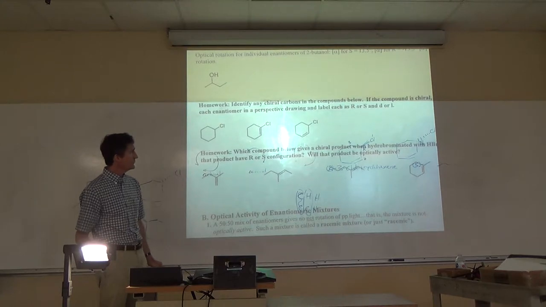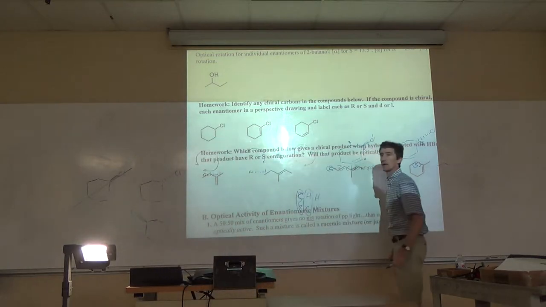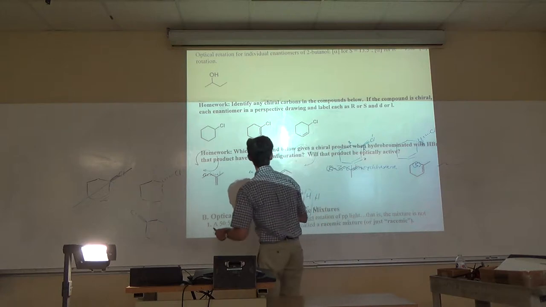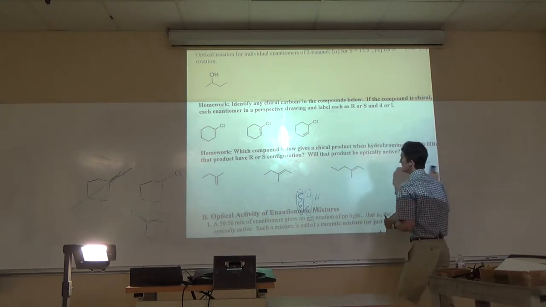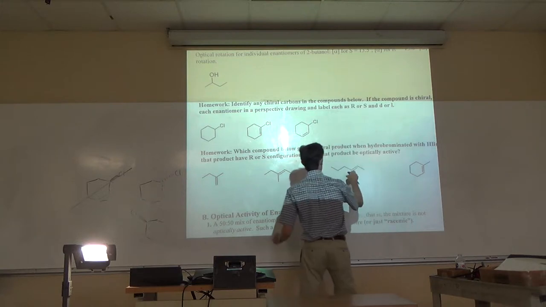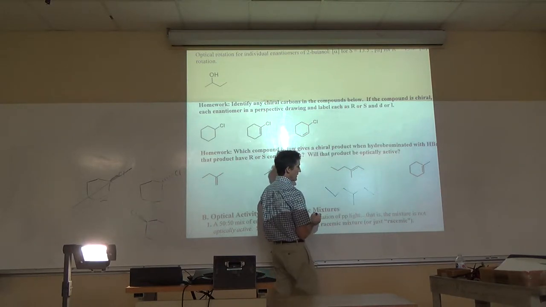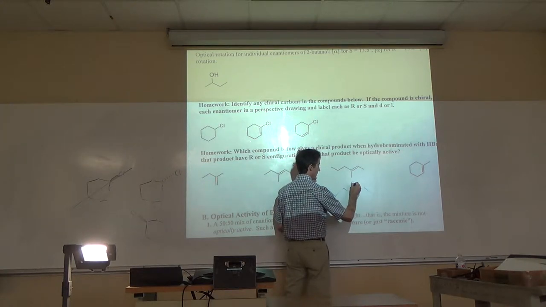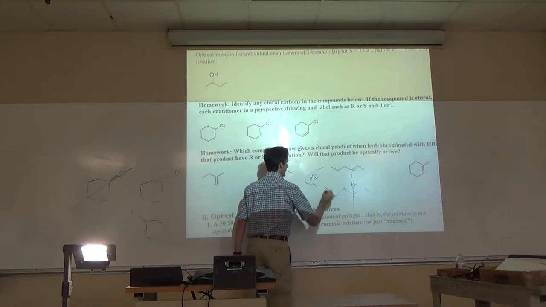Next, which compound below gives a chiral product when hydrobrominated with HBr? How do we do on this one? What was your answer? C. Third one, if we react with HBr, what would our product be? Bromine here, and H over there. Okay. I agree, there's your product if you react with HBr.